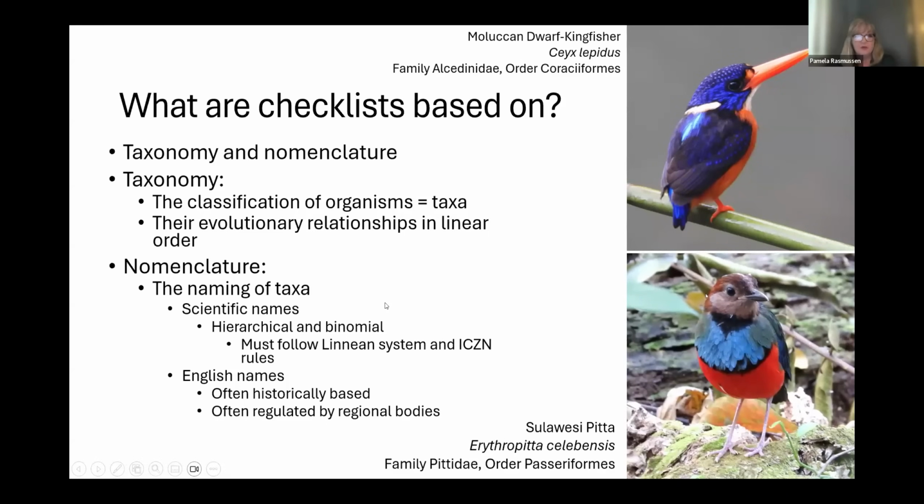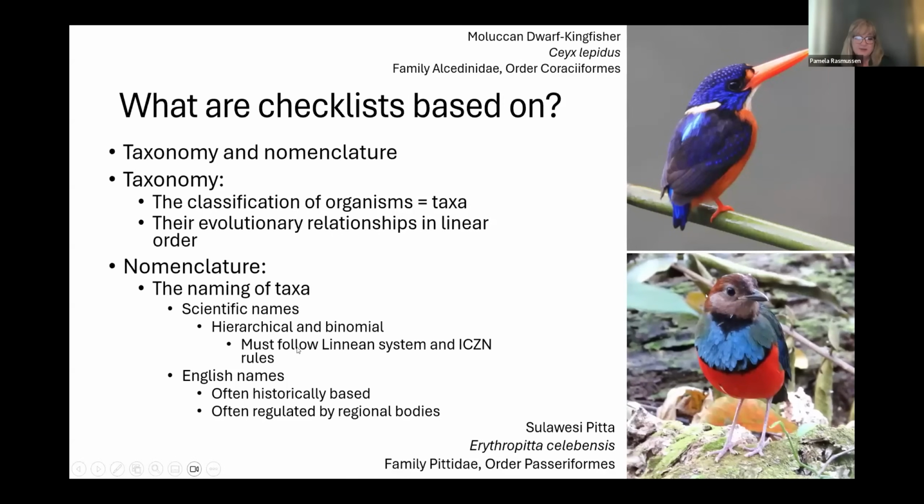And once we know the classification, then we need to assign names to organisms. When we're describing them to science, they get a name, and that is what we call nomenclature. Taxonomy and nomenclature go hand in hand, and a known organism has a scientific name following the Linnaean system, and that will also place it in the hierarchical system and give it a binomial, which just means two names in the Linnaean system, like Homo sapiens and Turdus migratorius.